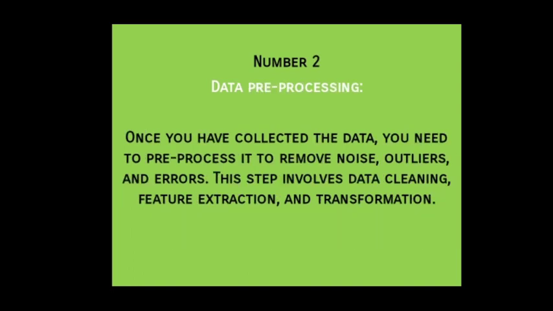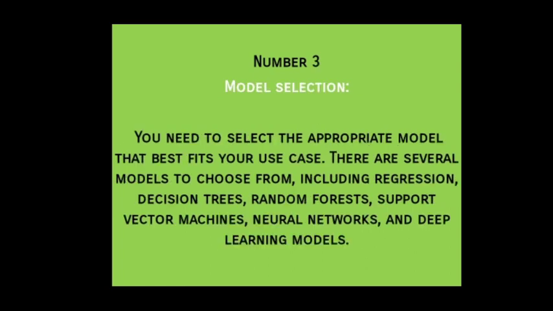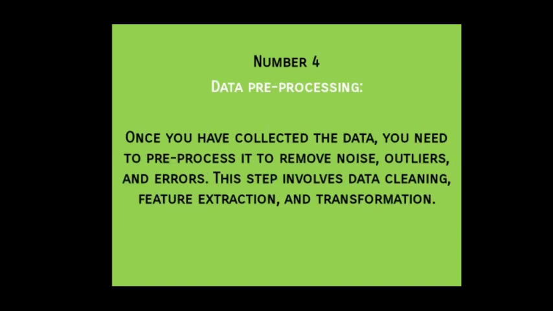Number 2. Data preprocessing. Once you have collected the data, you need to pre-process it to remove noise, outliers, and errors. This step involves data cleaning, feature extraction, and transformation. Number 3. Model selection. You need to select the appropriate model that best fits your use case. There are several models to choose from, including regression, decision trees, random forests, support vector machines, neural networks, and deep learning models.